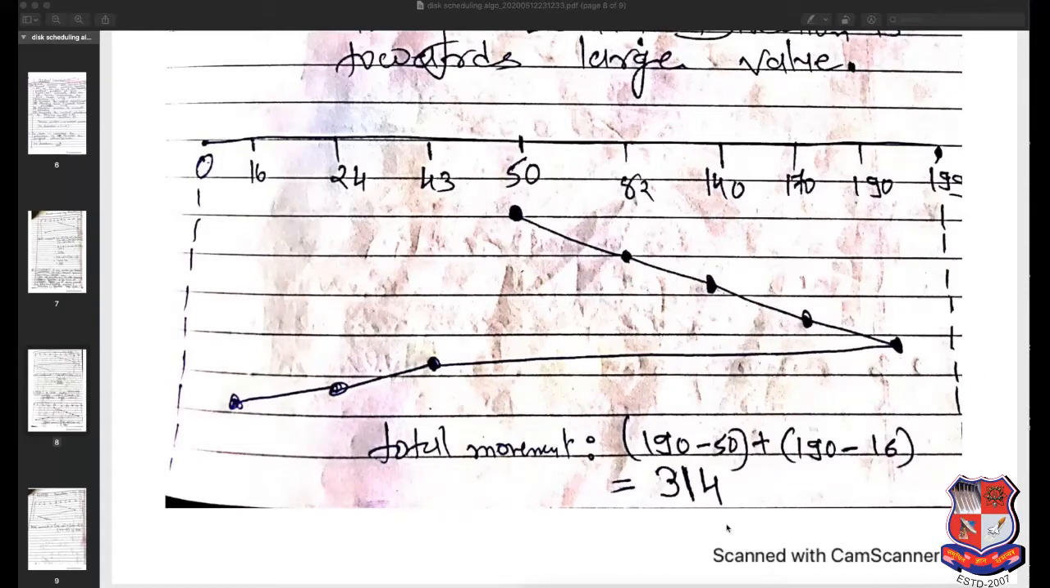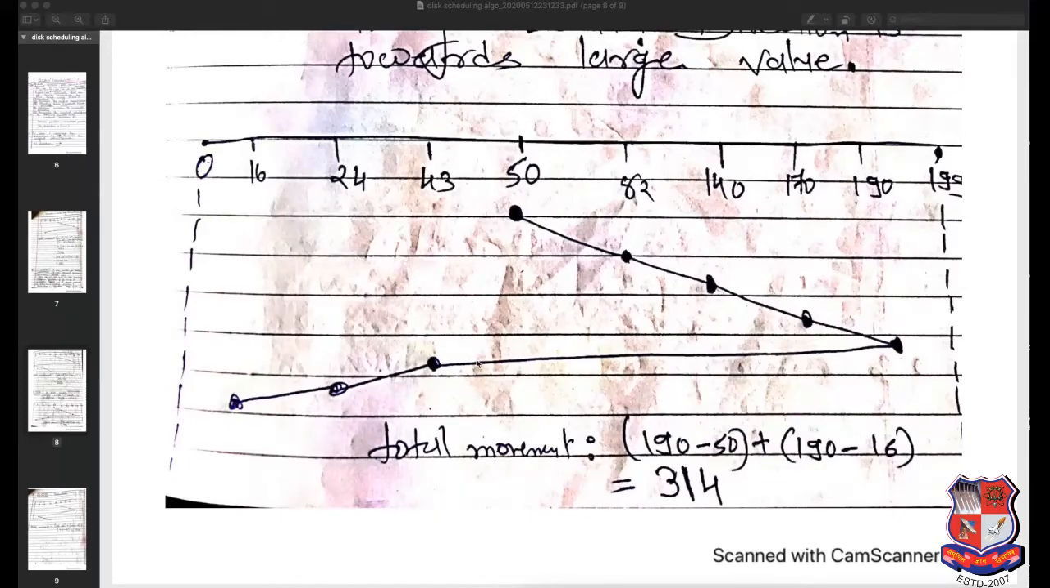So we can get the 314. So it's the LOOK disk scheduling algorithm. LOOK and SCAN are mostly the same disk scheduling algorithm. The concept is the same, but there is a difference in choosing the end value.